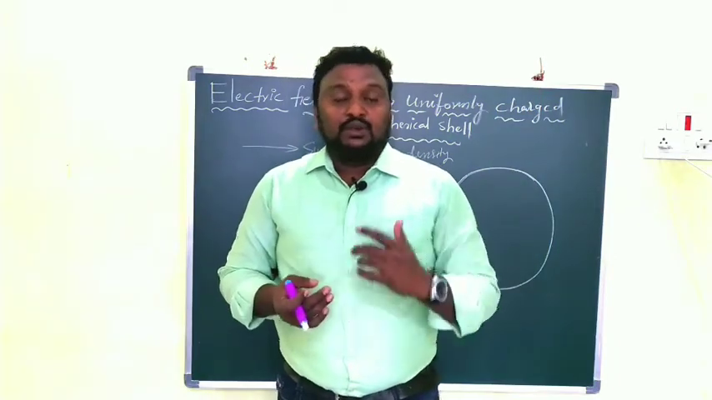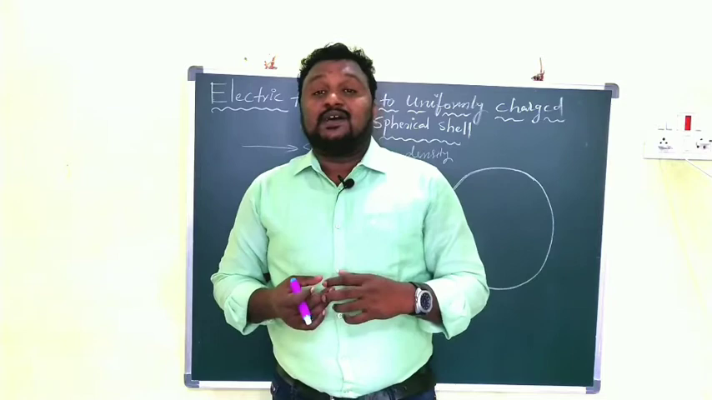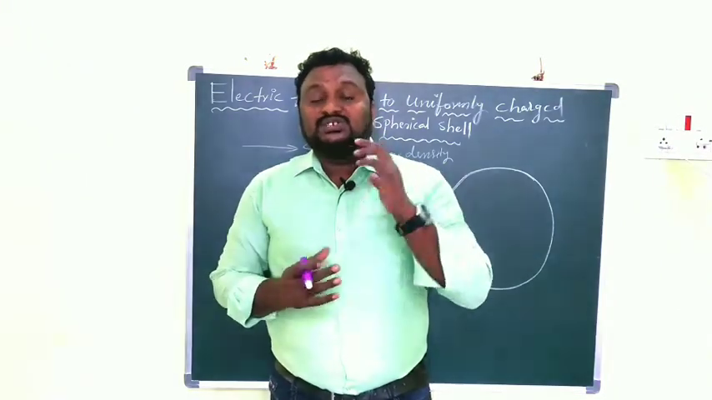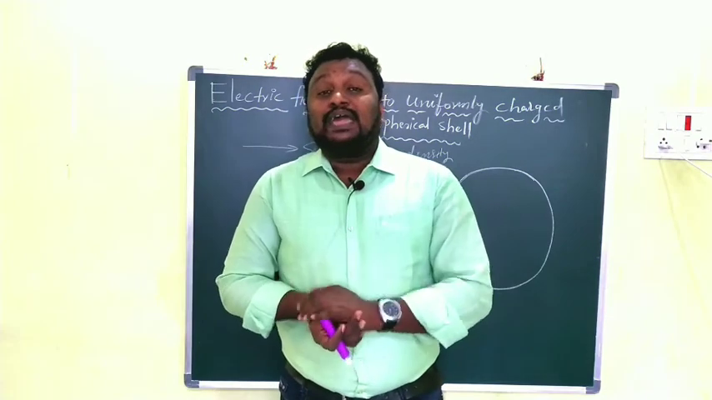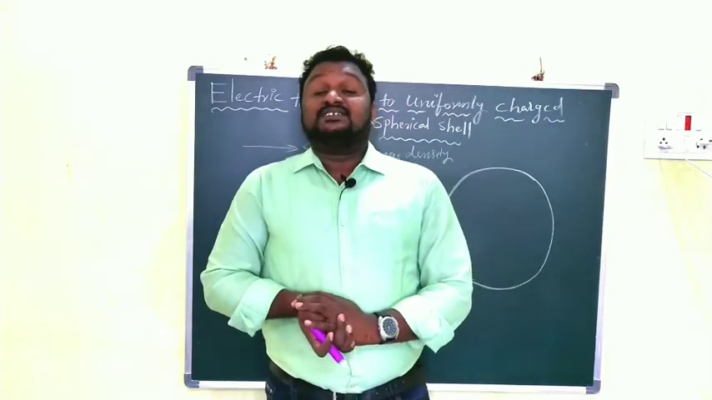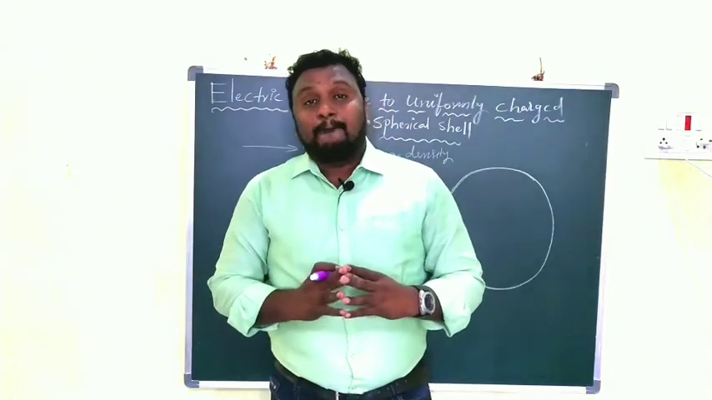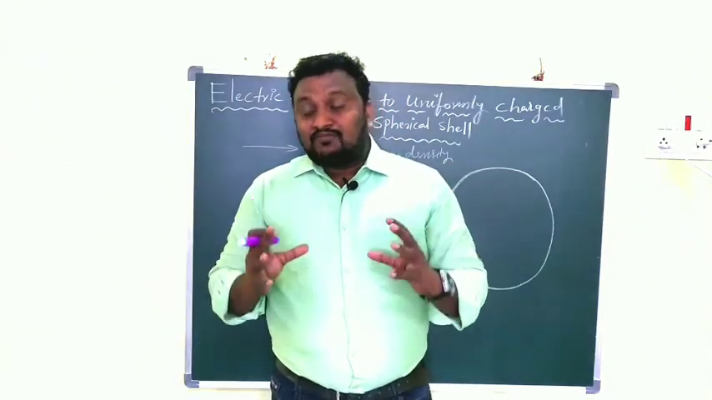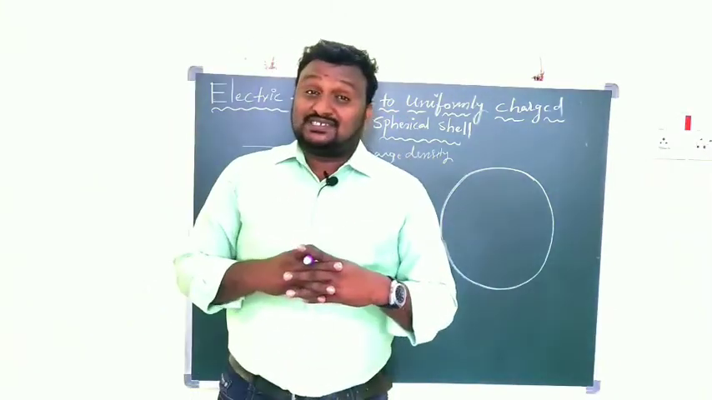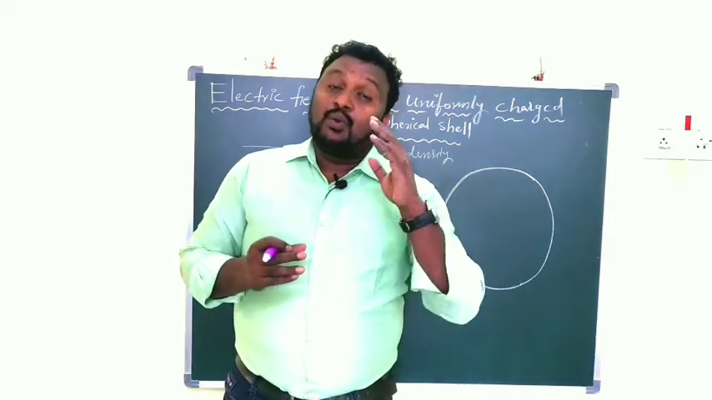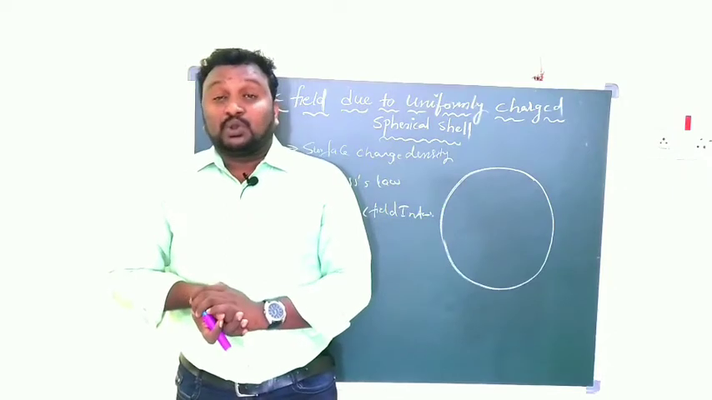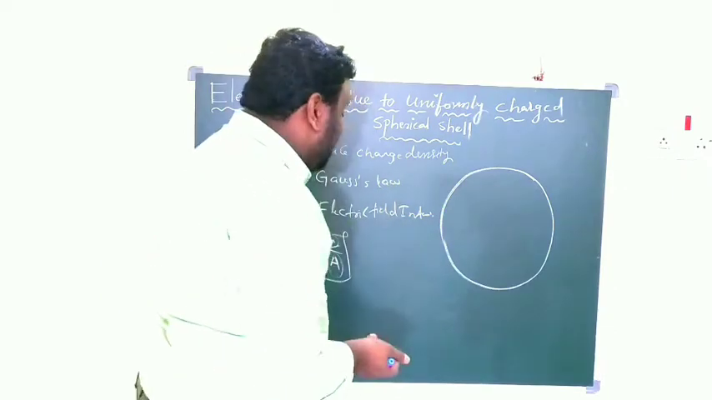Next I am going to talk about Gauss's law. What is Gauss's law? The amount of electric flux through a closed surface is 1 by epsilon naught times the net charge of that closed surface. That is called Gauss's law. The amount of electric flux through a closed surface is equal to 1 by epsilon naught times the net charge of the same closed surface. So that should be mentioned like this.